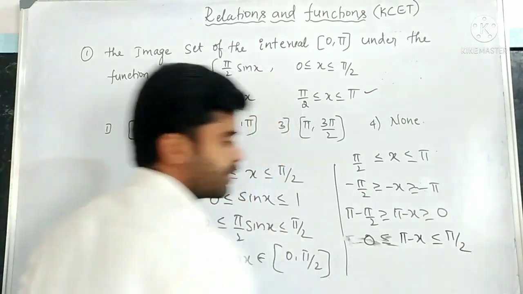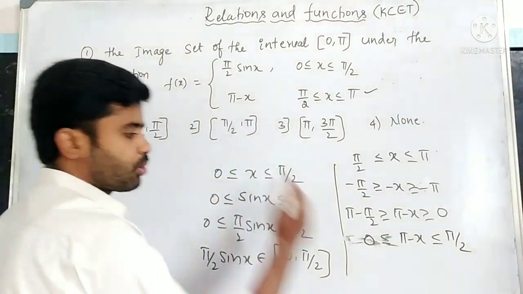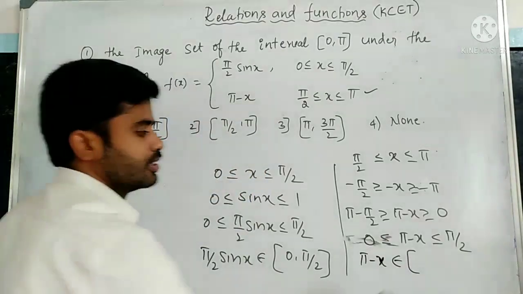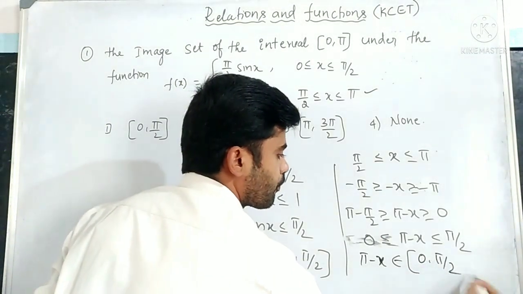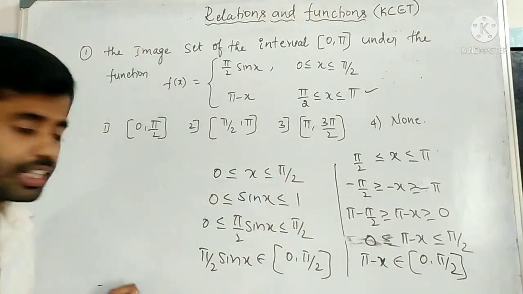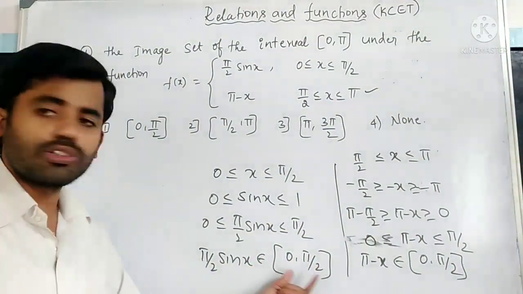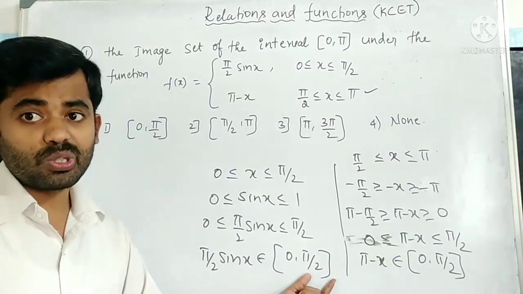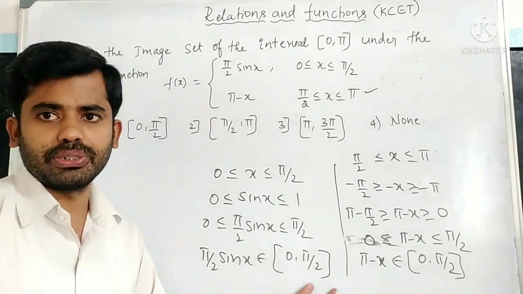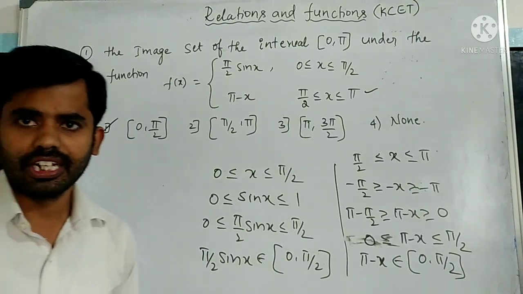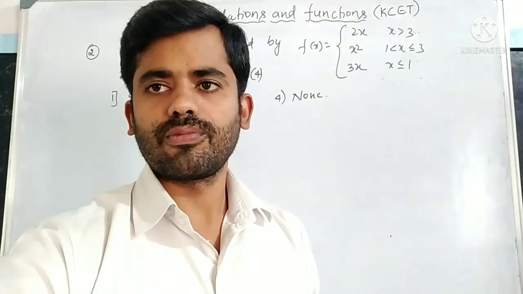Pi by 2. It means the output, pi minus x, also lies in 0 to pi by 2. Images lie where? In 0 to pi by 2, the closed interval 0 to pi by 2. Hence the first option is right. Let me move on to the next one.